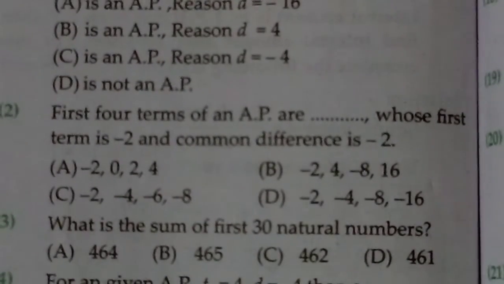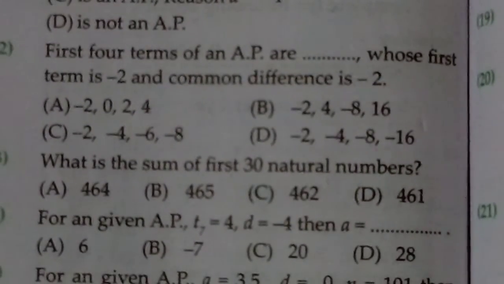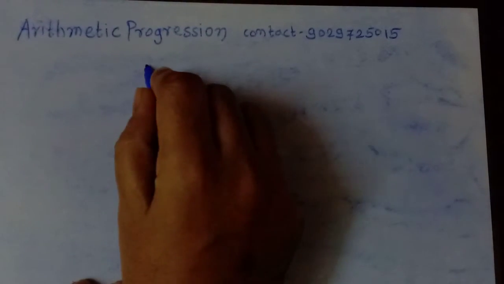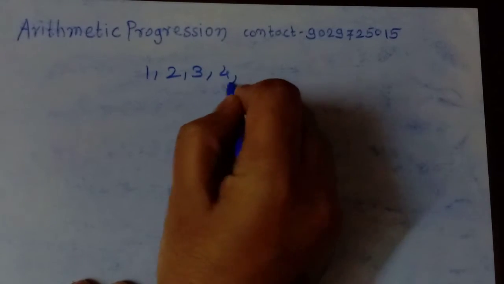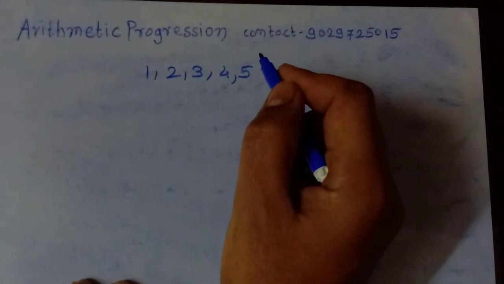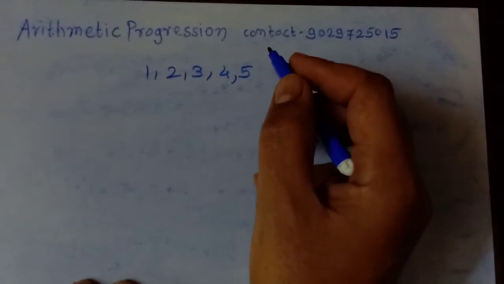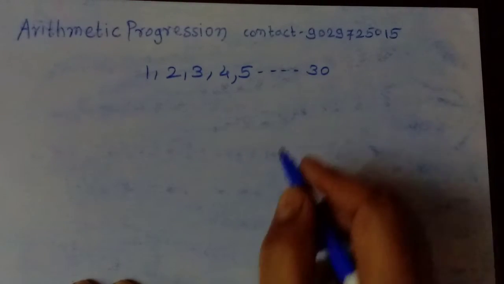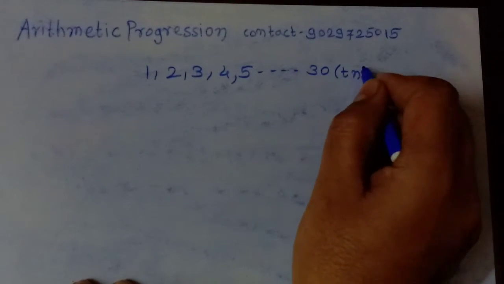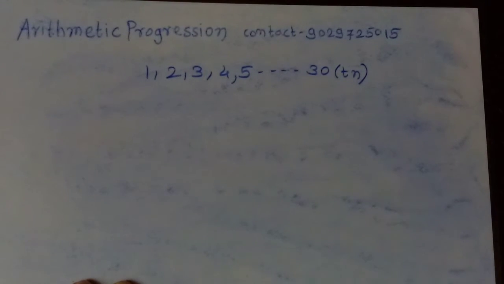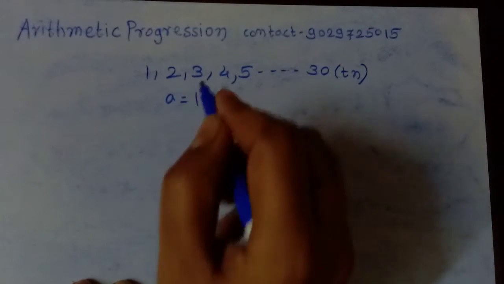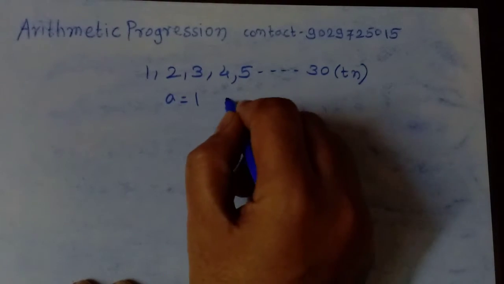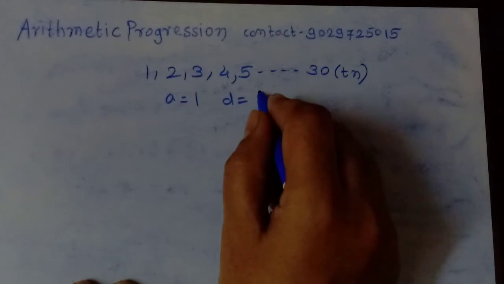Now next question is, what is the sum of first 30 natural numbers? First tell me, natural numbers are 1, 2, 3, 4, 5. And we have to find the first 30 natural numbers. The 30th one is T30, that is Tn, the last term. Then a = 1, that is the first term. The difference between two consecutive terms is 2 minus 1, that is 1.